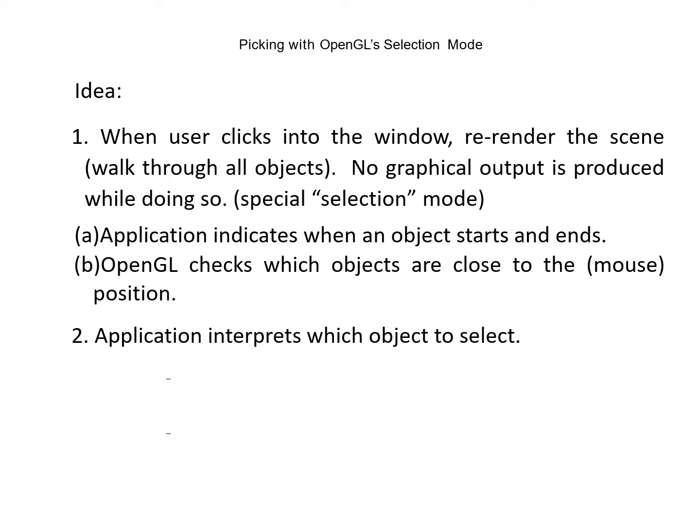The basic idea here is that when the user clicks onto the window and we re-render the scene, no output will be produced, that means no graphical output. The application program only indicates when an object starts and ends. So we can check the objects which are close to the mouse selection, that is the mouse position, and go for selecting them. The application program will interpret which object has to be selected and which need not be selected.